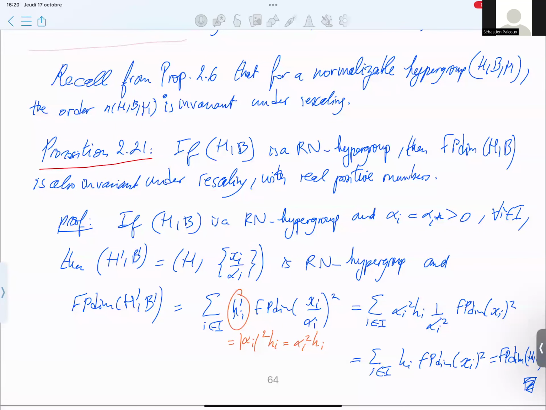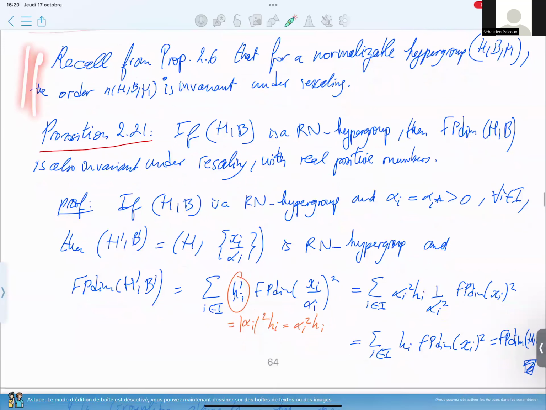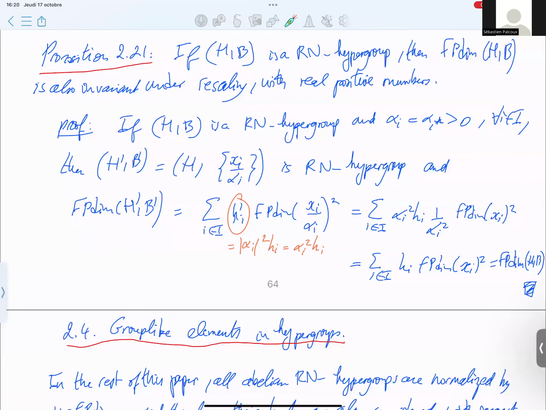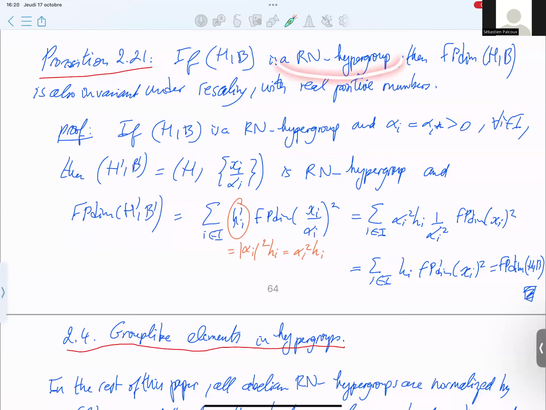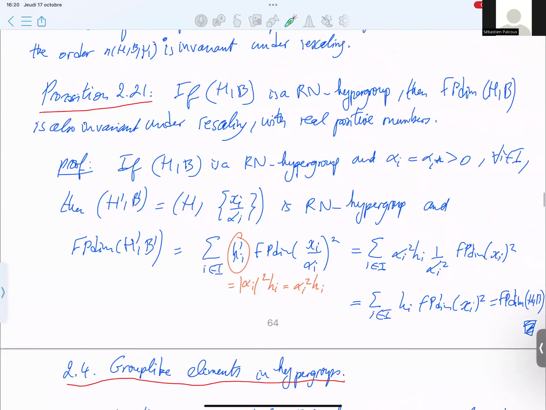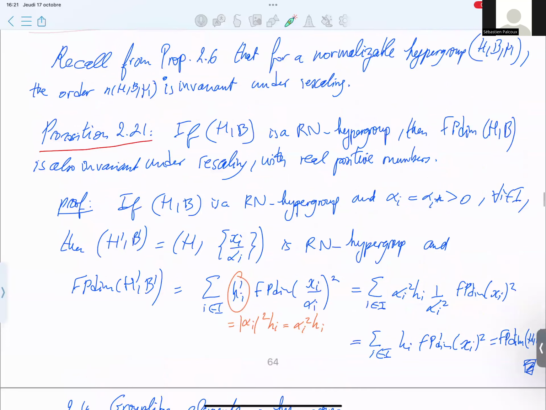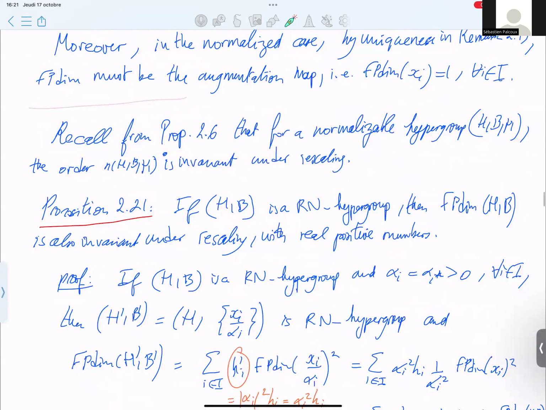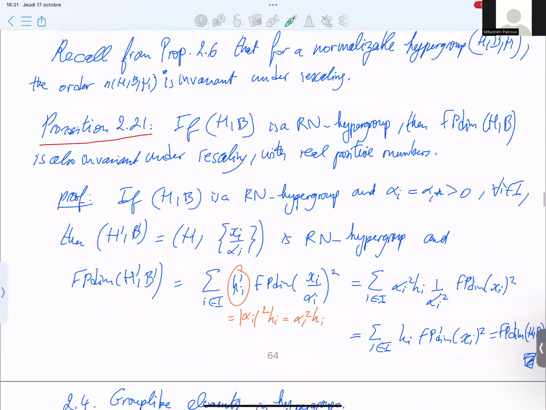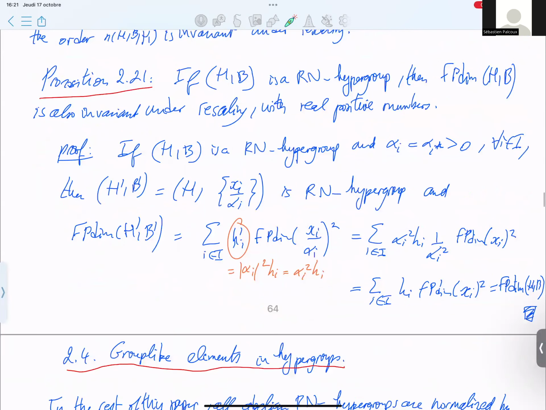Okay, so as I said, invariant by rescaling, etc. So you take a real non-negative hypergroup. So it's also invariant by rescaling. So what was the point? We know that the Frobenius-Perron dimension is invariant by rescaling, so this is also invariant by rescaling. So why do we have to prove something here?